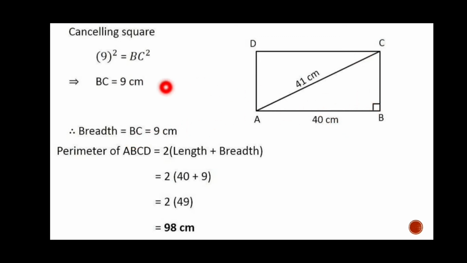Now the question asked for the perimeter of the rectangle. We have to find the perimeter. We don't have to find the BC, but to find the perimeter we need the length and the breadth both. So that's why we have found the breadth, which is BC. So the perimeter of rectangle is twice of length plus breadth. Length we have 40 and breadth we have found 9. So 40 plus 9 will be 49 and 2 into 49 will be 98 centimeter. So our final answer is 98 centimeter is the perimeter of the rectangle ABCD. I hope this is clear to you children.